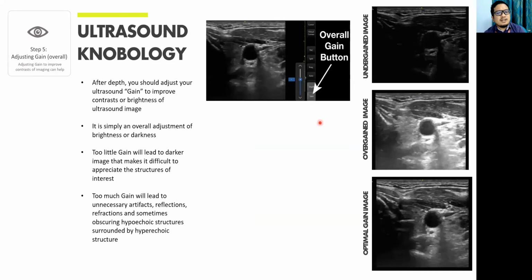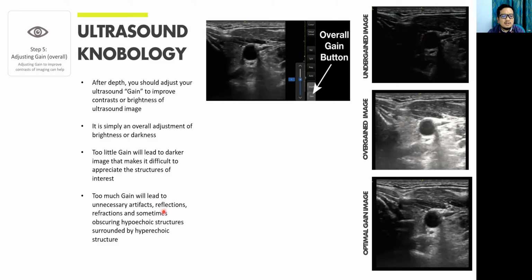So next is the most popular knob on the ultrasound machine. After that you should adjust your ultrasound gain to improve the contrast or brightness of the ultrasound image. It is simply an overall adjustment of brightness or darkness. Too little gain will lead to a darker image that makes it difficult to appreciate the structure of interest. All right, as you can see here, under gain the image is too dark, you can't see all the structures, and how would you insert vascular access with an image like this? Okay, how would you interpret anything if the image is very under gained, with too little gain.